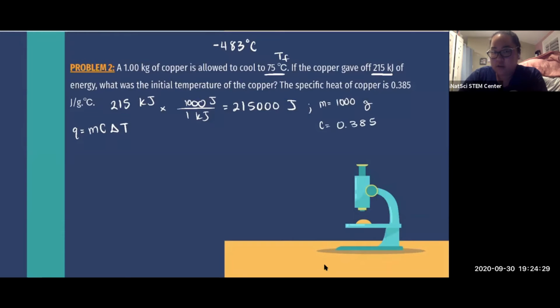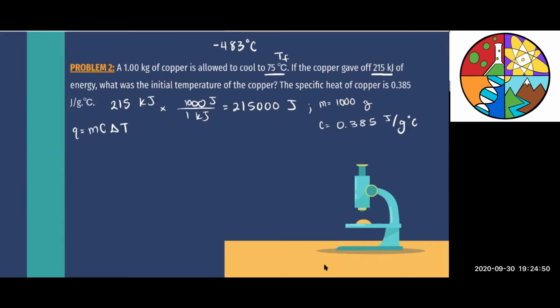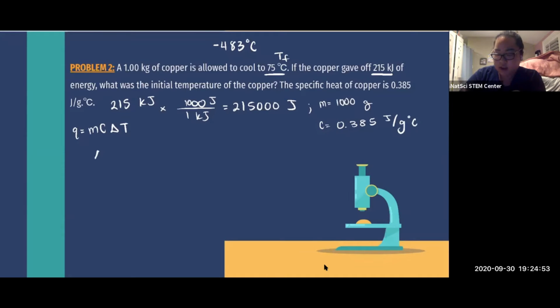So for this one, I'm not going to go over the specifics of the unit conversions because you guys can do the conversions from kilograms to grams. If you are confused about anything, just let me know throughout, okay? So delta T equals Q over MC. So you rearrange the formula, and then you get M times C.